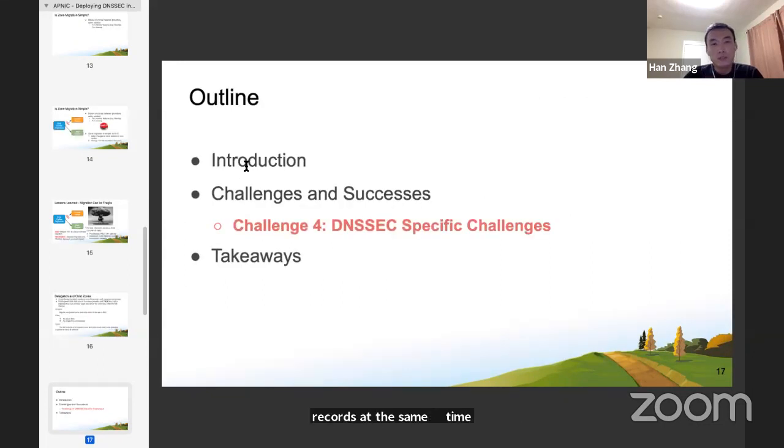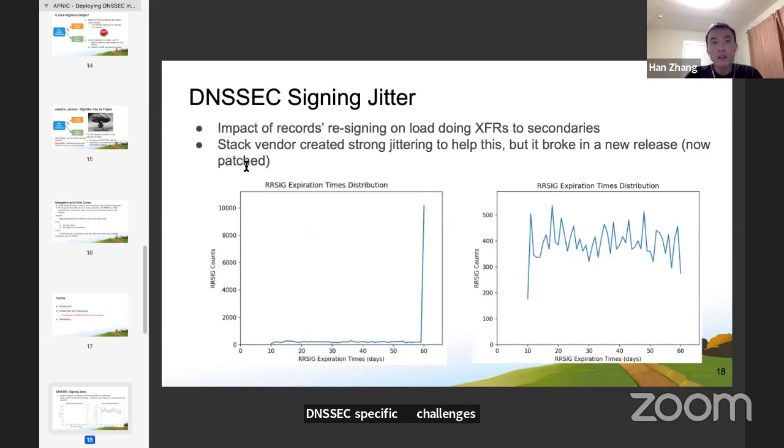So now I'm going to cover some DNSSEC specific changes. The first DNSSEC specific challenge we have is signature jittering. When the zone is signed by DNSSEC, when the RRSIGs expire, they need to be resigned periodically. But if all of the RRSIGs expire at the same time, that means the entire zone will need to be resigned, and there will be a lot of AXFRs, and that increases the load on the secondaries.